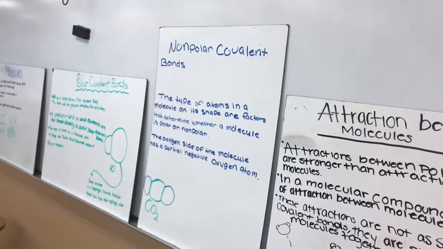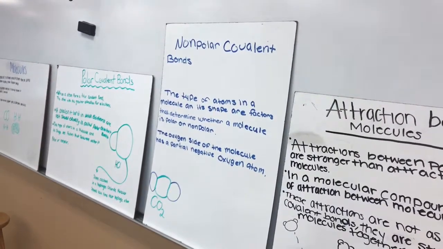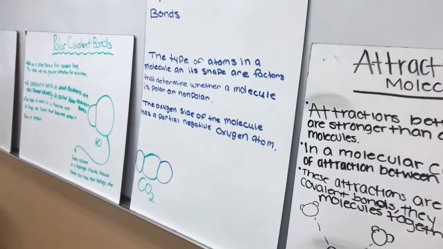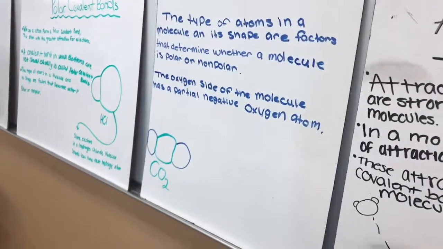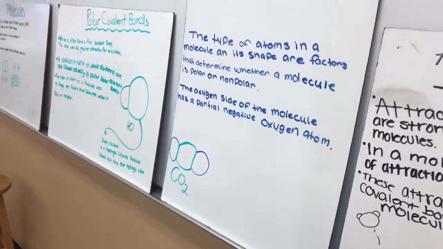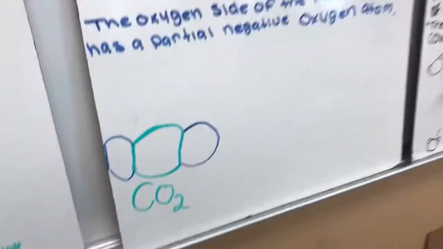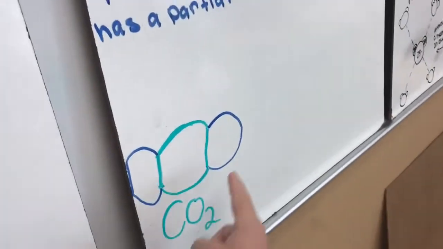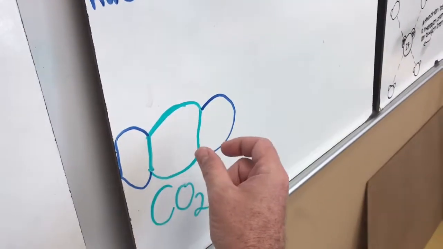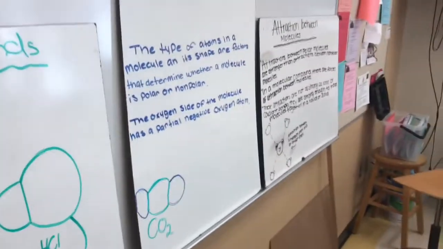Polar covalent bonds. The type of atom and molecule and its shape are factors that determine whether the molecule is polar or non-polar. The oxygen side of the molecule has a partial negative charge. And then you got Benito's ugly picture right there. All right, unfortunately, this is a non-polar. Water would be an example of a polar. So in this one, even though oxygen is more electronegative, because they are put in a straight line, the negative charge is spread evenly, and so that is a non-polar covalent bond.